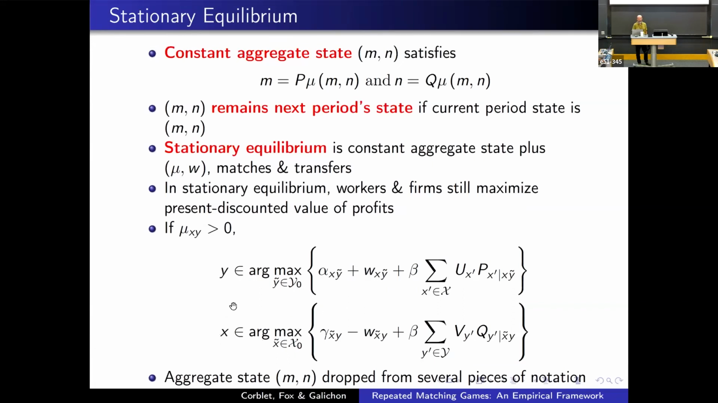So we define a stationary equilibrium such that if matches occur with positive mass, then the worker's choice of firm Y is maximizing the worker's present discounted value of lifetime utility, and the firm's choice of worker X is maximizing the firm's present discounted value of lifetime profits. This simplifies a lot of the calculations by dropping the aggregate state from the continuation value and the equilibrium wages.